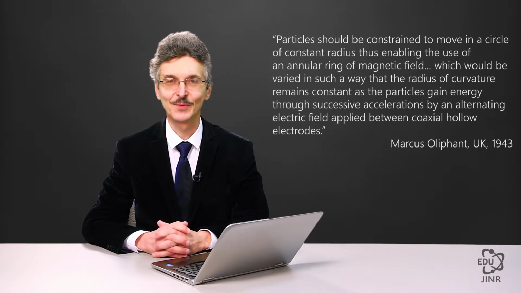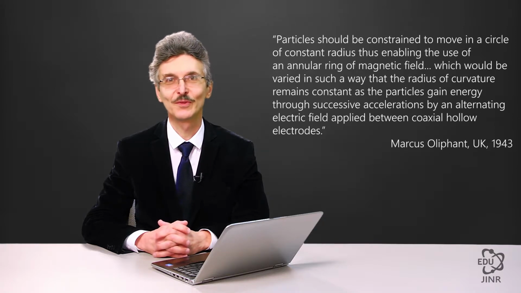The idea of such an accelerator was put forward in 1943 by the English scientist Marcus Oliphant. He described it in the following way. Particles should be constrained to move in a circle of constant radius, thus enabling the use of an annular ring of magnetic field, which would be varied in such a way that the radius of curvature remains constant as the particles gain energy through successive accelerations by an alternating electric field applied between coaxial hollow electrodes.